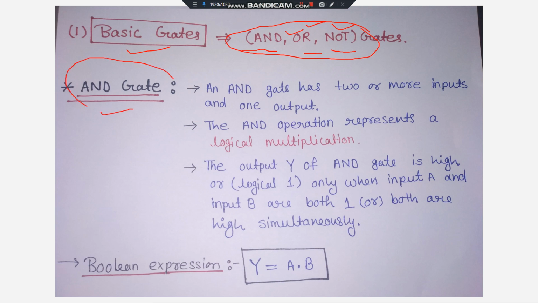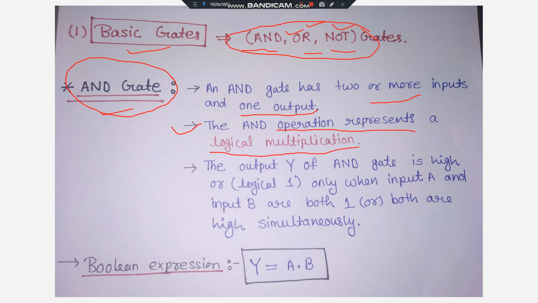First of all, the AND gate can have two or more than two inputs, but only one output. That means an AND gate can have n number of inputs. And the second important thing is that the AND operation represents a logical multiplication.